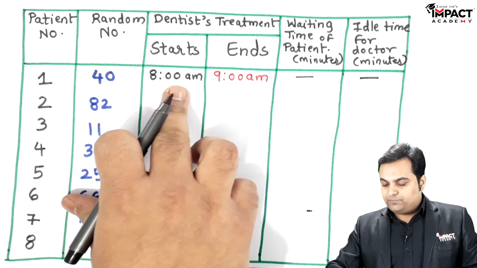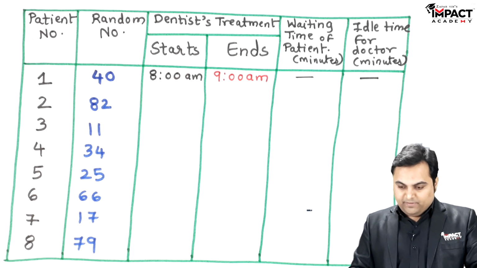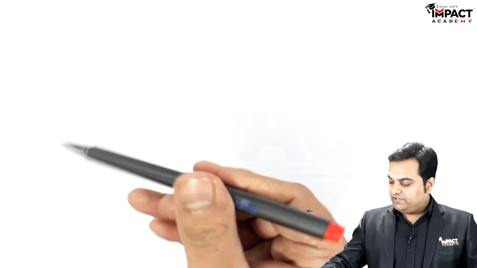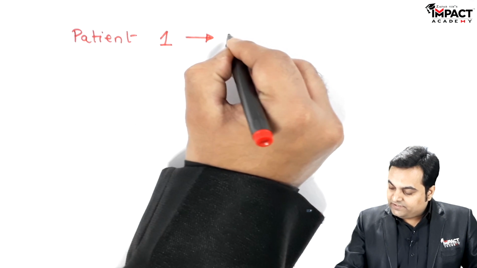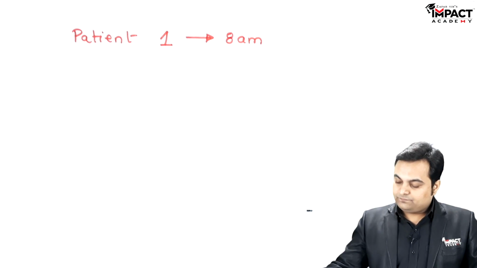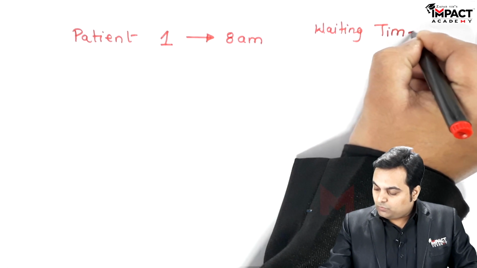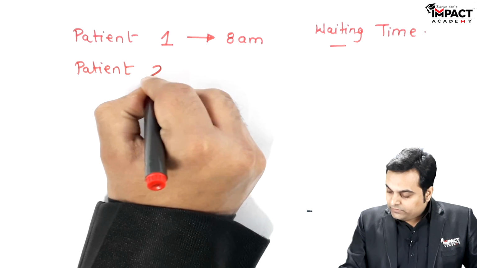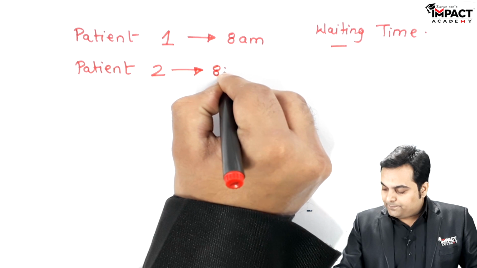Now in between, when this operation was going on, another patient enters at 8:30. That we have to remember, that another patient would be entering at 8:30. So that also I am going to explain in a step by step manner. Patient number 1 enters at 8 a.m. So the waiting time for patient 1 is nil. Now patient second, he or she enters, for example, at 8:30 a.m.